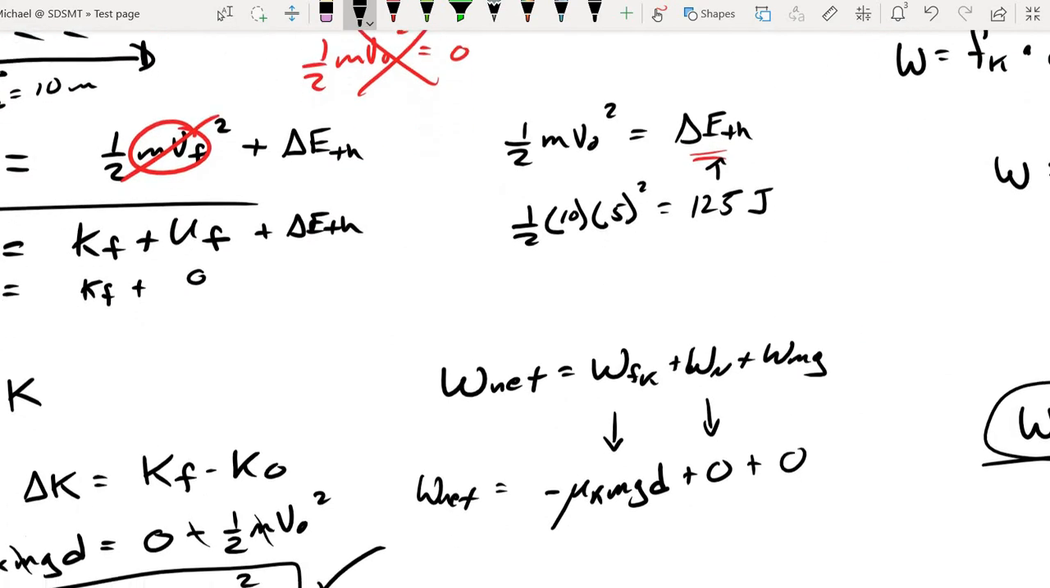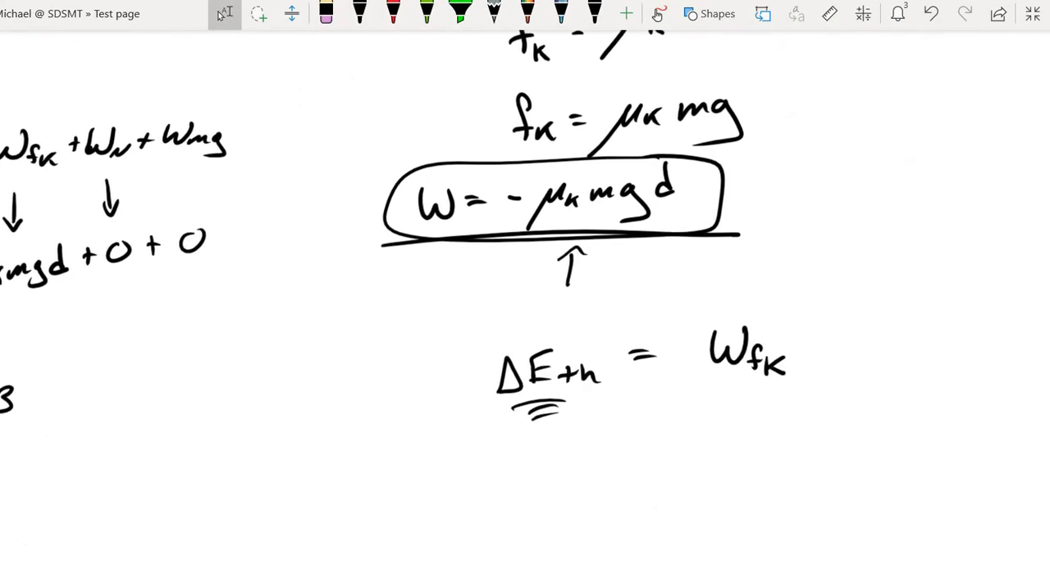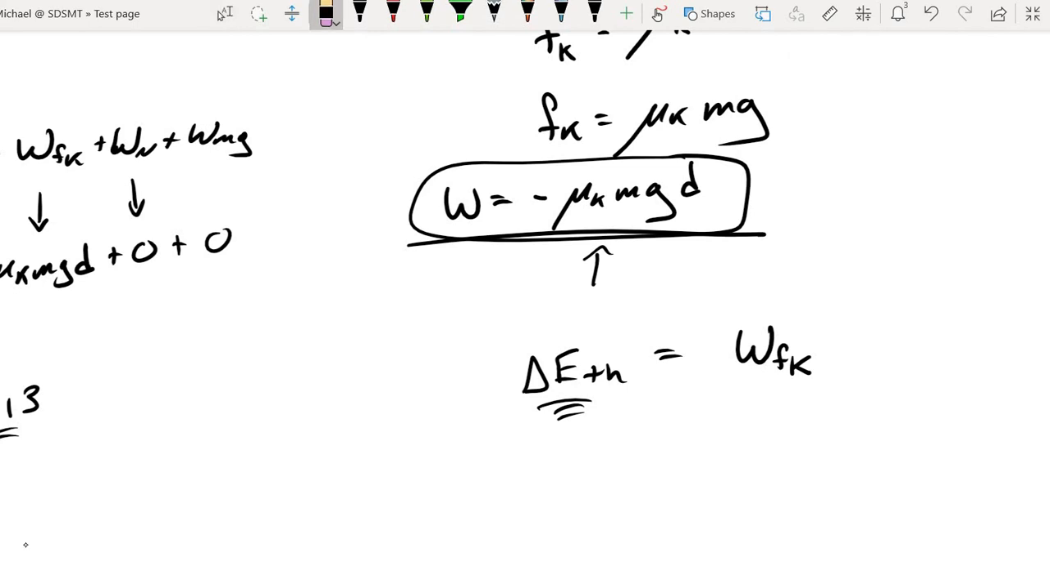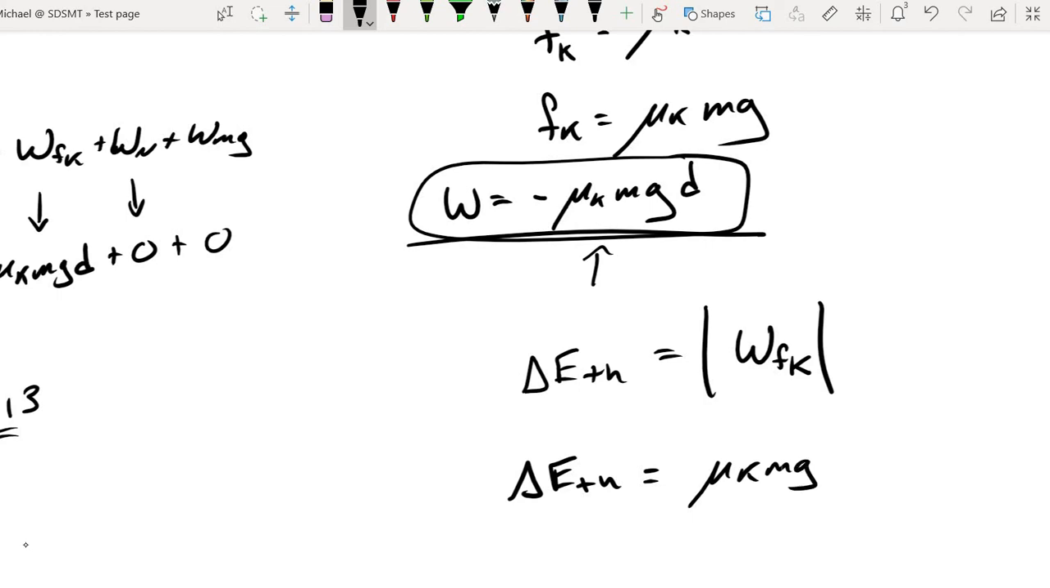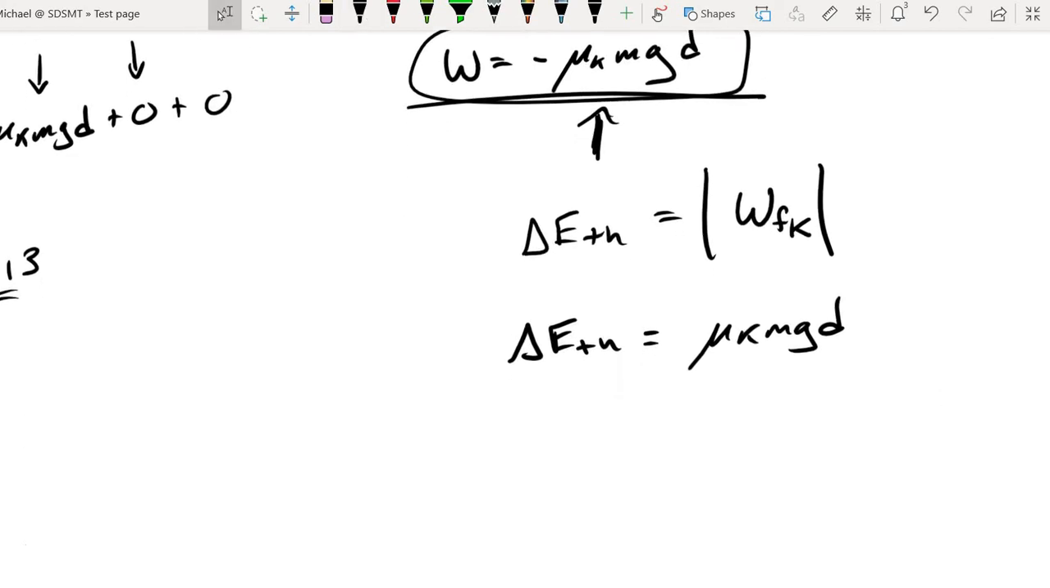And what I've found in my years of teaching, the best way to express this to students is that the change in thermal energy will equal the absolute value of the work that's done by your friction force. And so all that means is that we drop the minus sign from the above situation, and now I have an expression that tells me how much thermal energy has been produced. And we can put all this information back in.